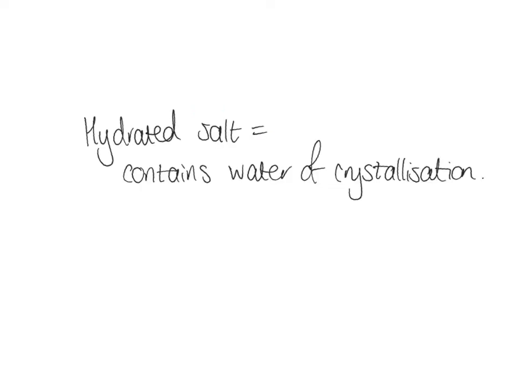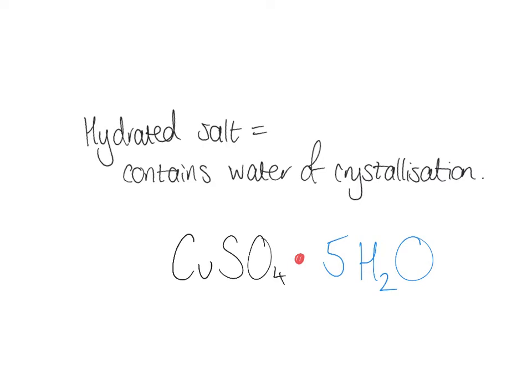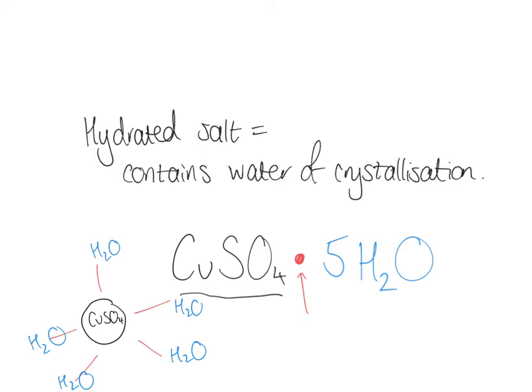So hopefully you remember from GCSE that a hydrated salt is one that contains water of crystallization. A common example that was looked at was hydrated copper sulfate, and you can see this formula has three parts to it. We have the part of our salt, CuSO4, and if I was to take away the dot and the 5H2O, we would call that an anhydrous salt, in other words, one without water. This dot means that the salt is bonded to water molecules. So those 5 water molecules are actually bonded to the copper sulfate molecule.